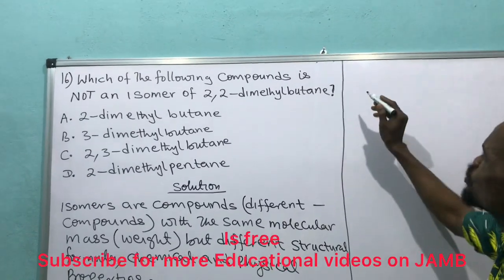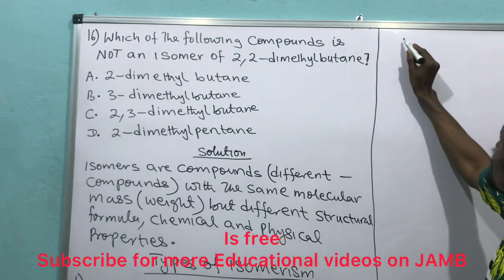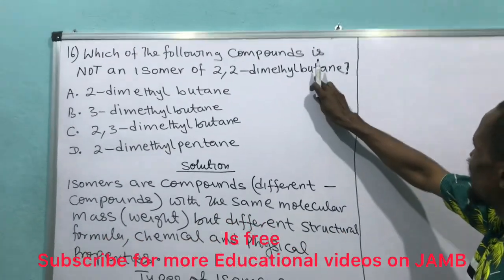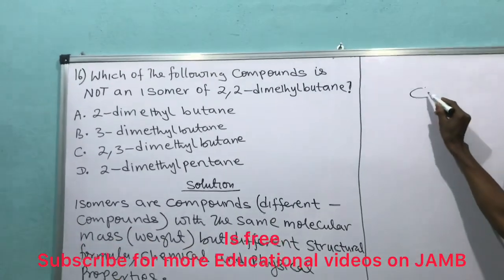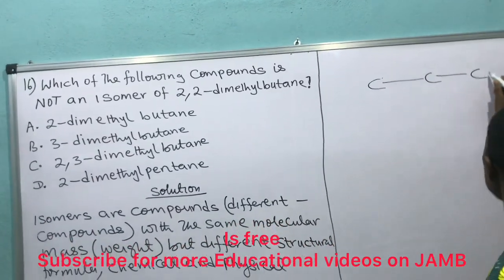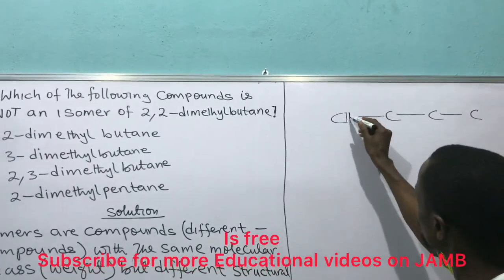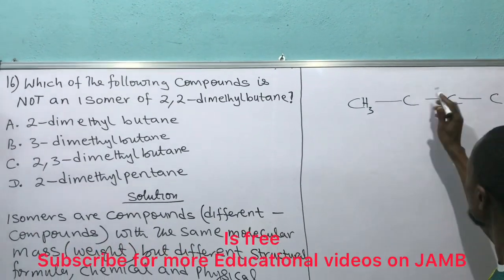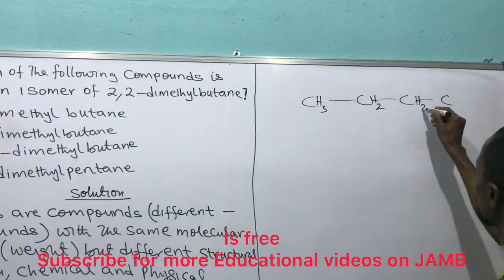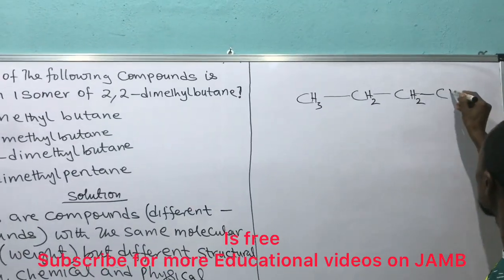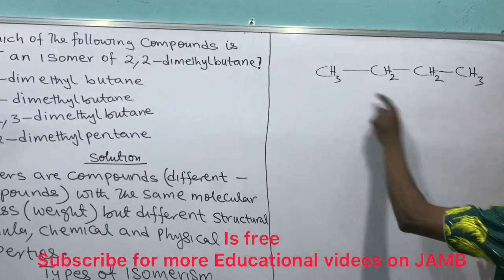I will now write 2,2-dimethylbutane. Butane is the parent chain, which has 4 carbons: 1, 2, 3, 4. That means I have CH3 here, CH2 here, CH2 again, and CH3 here. I think you're following what I'm doing. This is the parent's name, butane.